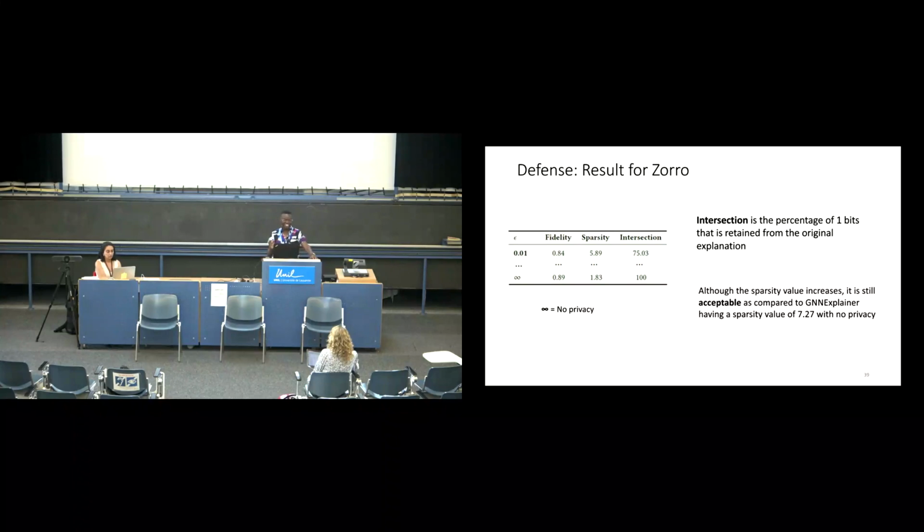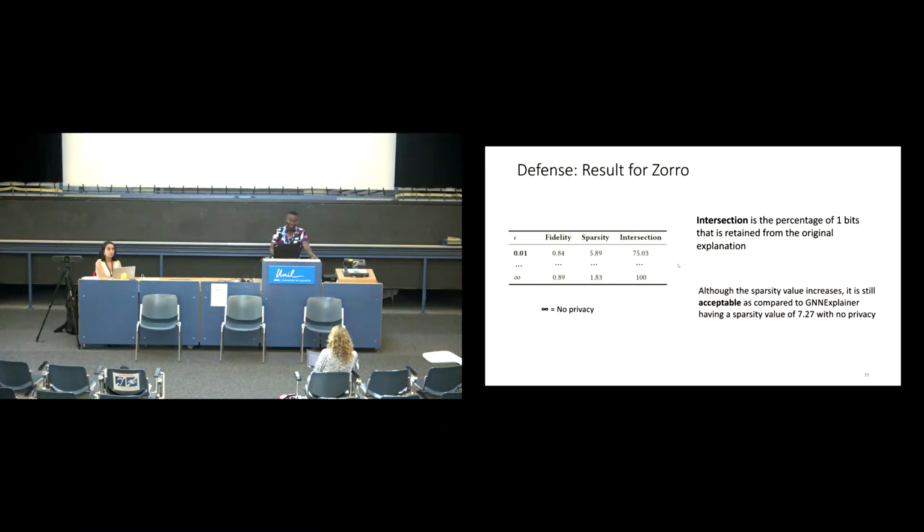This is the part that is a lot more interesting. We can see the value from the fidelity is very good, meaning it's still very faithful to the model. But if you look at it, the sparsity is still very high. I remember discussing this with someone this morning. It is still acceptable considering GNN Explainer, which has no privacy guarantee, but at the same time, it would be good to reduce this.